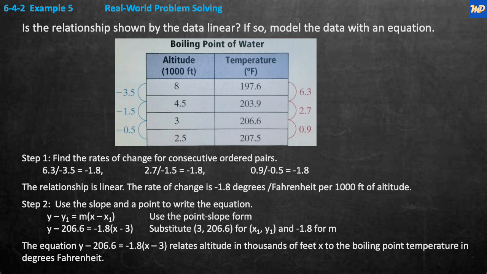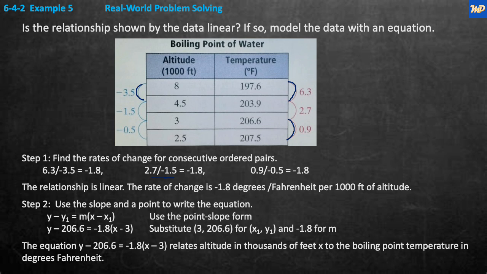The mathematics is here. The first one is 6.3 divided by -3.5. Here's the 6.3 from right here, and the -3.5, y divided by x. Then you go to the next one. 2.7 divided by -1.5. Here's our 2.7 divided by -1.5. Then finally we get 207 minus 206.6 is 0.9. And we get 2.5 minus 3 is -0.5.